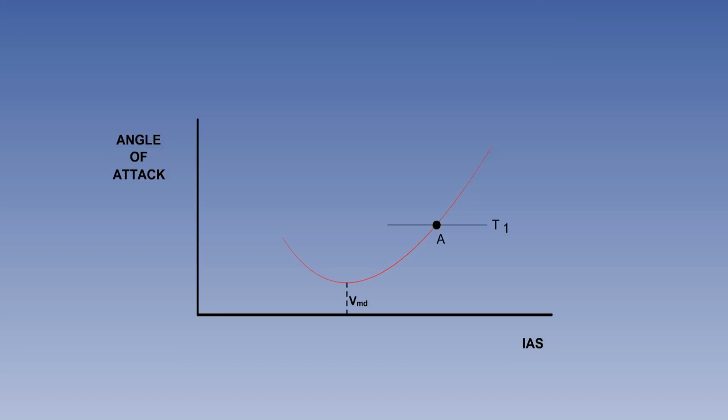To fly the speed at point A requires a thrust of T1, and to fly at speed B requires a thrust of T2. If the thrust is increased to T2 when the aircraft is at point A, the thrust will be greater than the drag, and the aircraft will accelerate in proportion to the excess thrust AC until it reaches point B, where the thrust and drag are again equal. If T2 is the maximum thrust available, then the speed at B will be the maximum speed achievable in level flight.